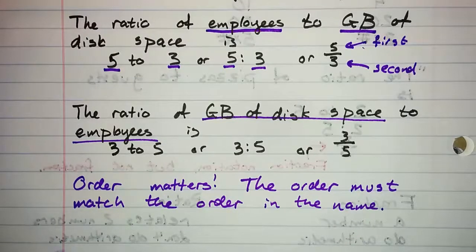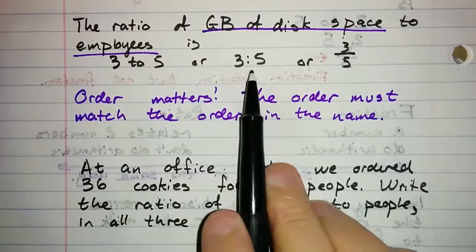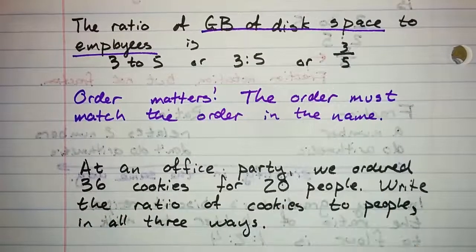So I'm going to give you one of these to try. Suppose that at an office party, we ordered 36 cookies for 20 people. Write the ratio of cookies to people in 3 different ways. That is, using the word to, using a colon, and in fraction notation. Pause the video and try this now.